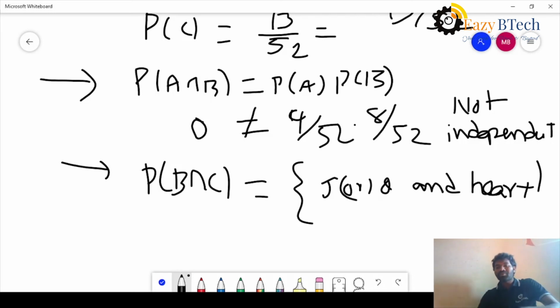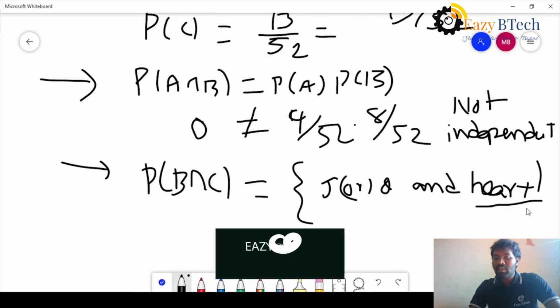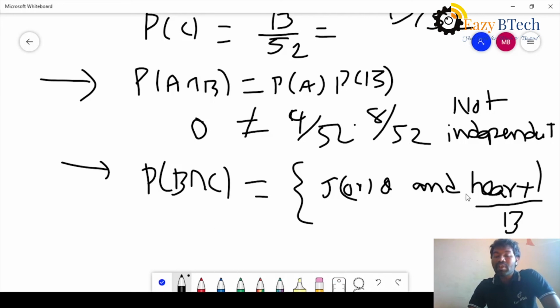So now see, in the heart there are 13 cards. In those 13 cards, one jack and one queen will be there. So if you take the intersection of these both things, two cards will be matched. That is, here also J and Q, and here also you are having one J card and one Q card. So two cards will be matched.